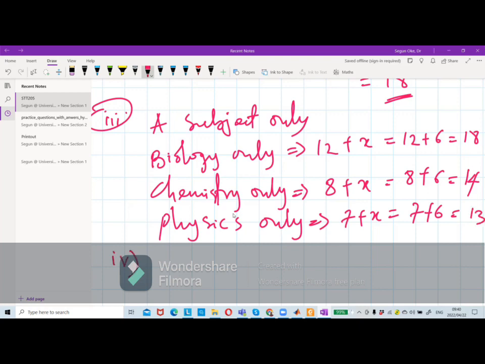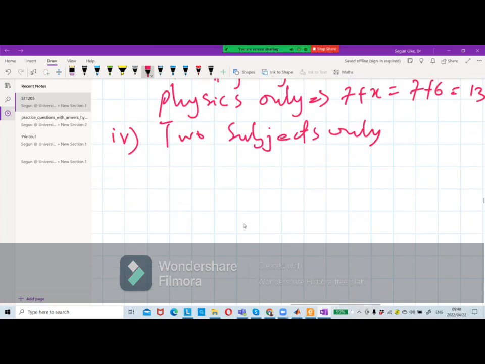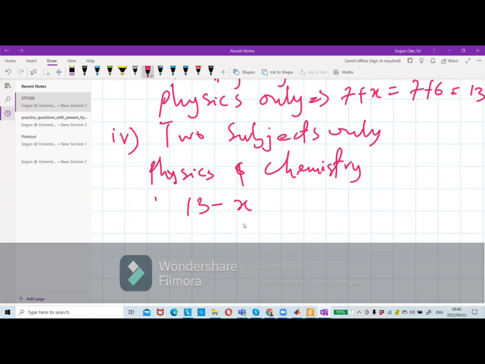Question 4 says, two subjects only. Two subjects only will be physics and chemistry. We know them. Physics and chemistry is 13 minus x, which is going to be 13 minus 6 equals to 7.